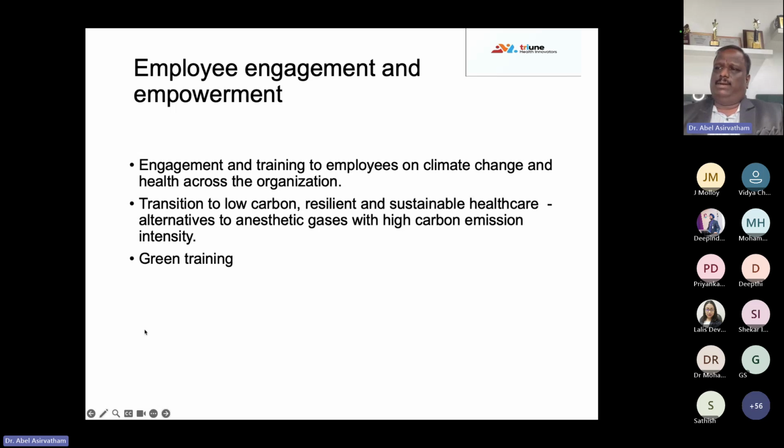Then it talks about employee engagement and empowerment. So before going into employee engagement and empowerment, first the employee needs to know about what the sustainability initiatives are. So you can have an induction module for this, and the same can be part of your hospital induction module at the time of joining. So engagement and training to all employees on climate change and health across the organization. Transition to low carbon, resilient and sustainable healthcare. Alternatives to anesthetic gases with high carbon emission, sevoflurane, desflurane, all those things you all know about. But again, it's very easy to say, but each hospital has to decide based on its own situation. Then it talks about green training, using green initiatives.